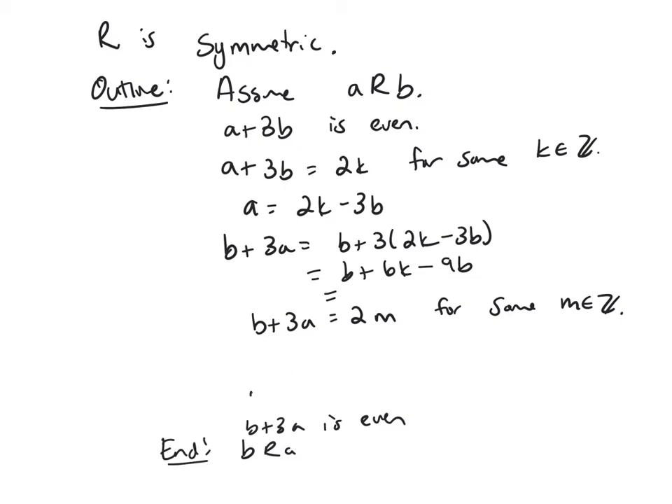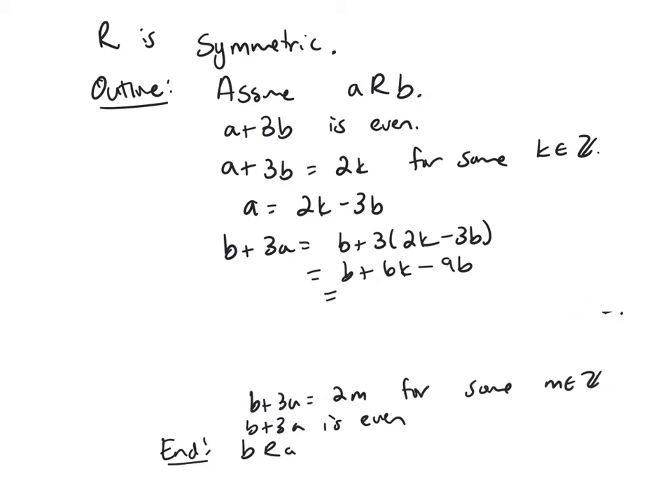And then B plus 3A equals 2 times M for some M in Z. Well, now that I bought myself a little bit of room here, I get that this is 6K minus 8B. So this is 2 times 3K minus 4B. So this whole thing here is what I'm going to call M, right here.